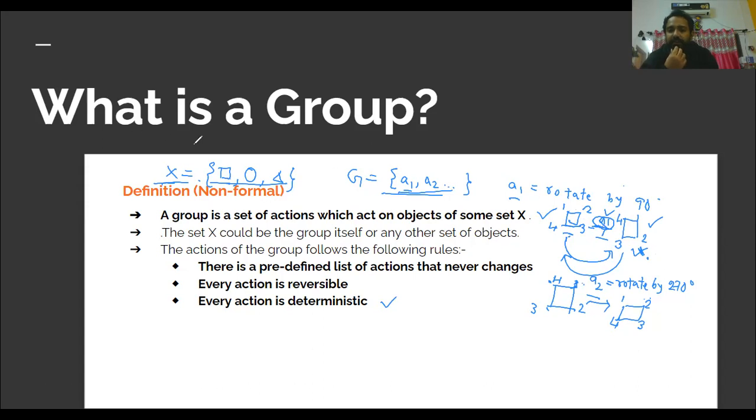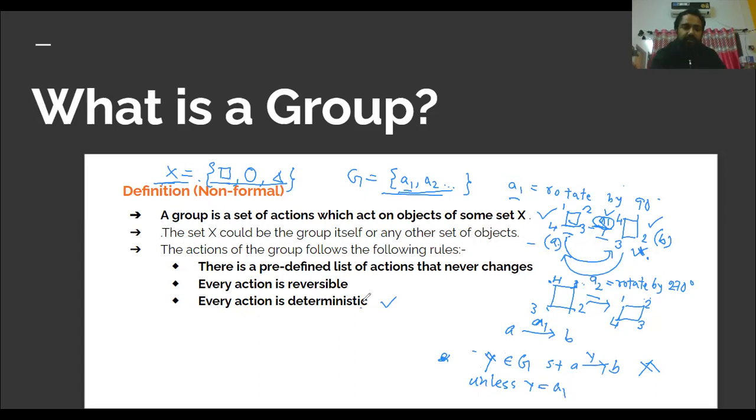There's no other action which can bring, say this is configuration A and this is configuration B. Then A goes to B via the action A1 alone, and there is no other element, say X or say Y in G, such that A can be brought to B using an action Y. This is not possible unless Y is equal to A1. So this is the meaning of every action is deterministic. Okay.